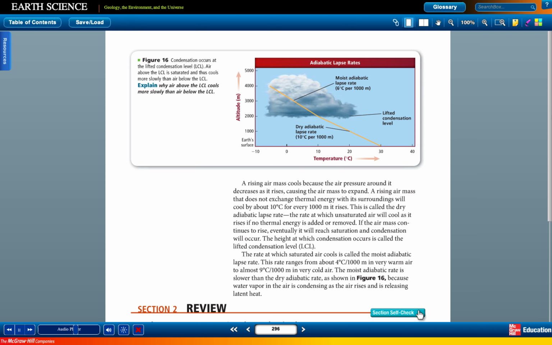The rate at which saturated air cools is called the moist adiabatic lapse rate. This rate ranges from about 4 degrees Celsius per 1,000 meters in very warm air to almost 9 degrees Celsius per 1,000 meters in very cold air. This rate is slower than the dry adiabatic rate because water vapor in the air is condensing as the air rises and is releasing latent heat, as shown in Figure 11.16.